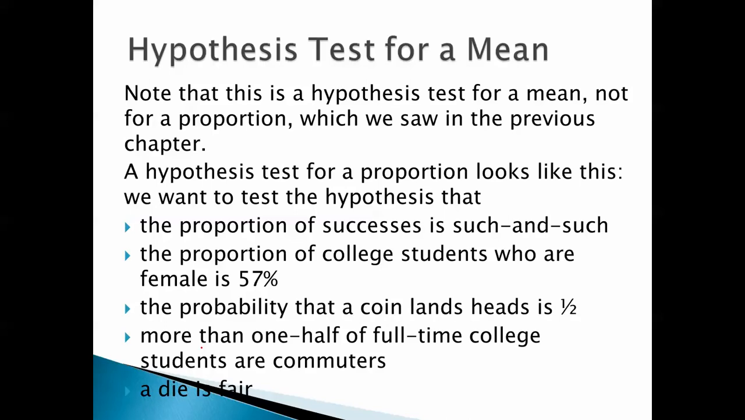chapter. A hypothesis test for proportion looks like this. We want to test the hypothesis that the proportion of successes is such and such. In other words, the proportion of college students who are female is 57%, or the probability that a coin lands heads is a half. That's like the proportion of heads is a half. Or more than 1/2 of full-time college students are commuters, or a die is fair. In other words, the probability of each side coming up is equal.